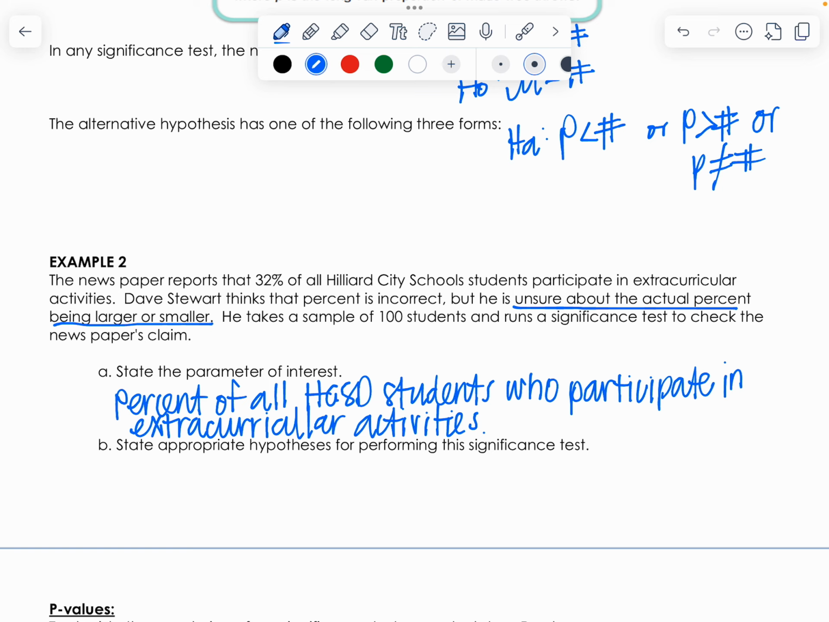All right, so then our hypotheses would say the null H0 would be p, because this is a percent, is equal to 0.32. That's the claimed value for p. Whereas his alternate would say that p, because he is unsure about the actual percent being larger or smaller, does not equal 0.32. Could be bigger, could be smaller, it's just not 32%. All right, so those are the hypotheses.